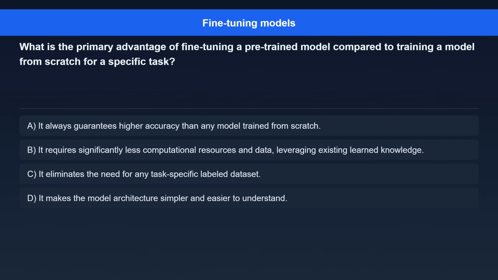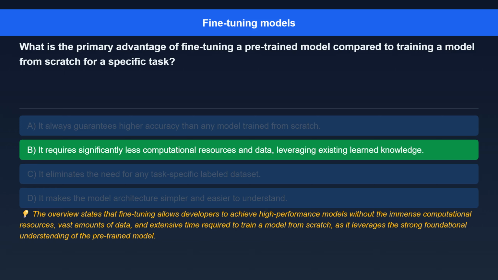Question 1. What is the primary advantage of fine-tuning a pre-trained model compared to training a model from scratch for a specific task? Option A. It always guarantees higher accuracy than any model trained from scratch. Option B. It requires significantly less computational resources and data, leveraging existing learned knowledge. Option C. It eliminates the need for any task-specific labeled dataset. Option D. It makes the model architecture simpler and easier to understand.